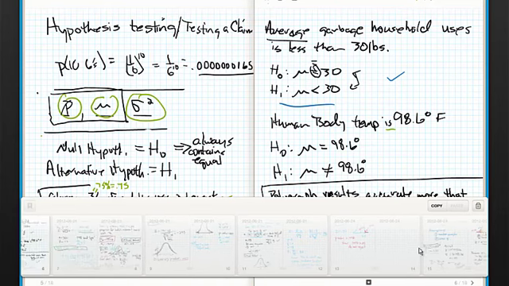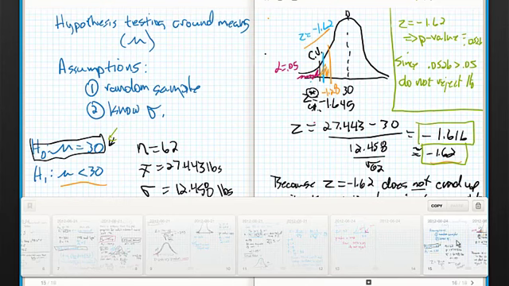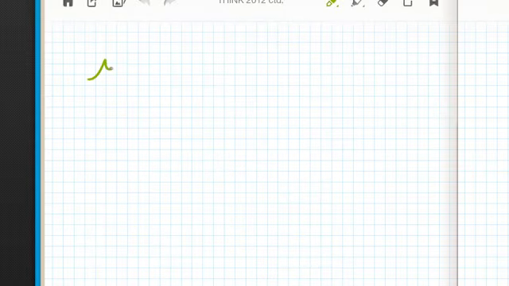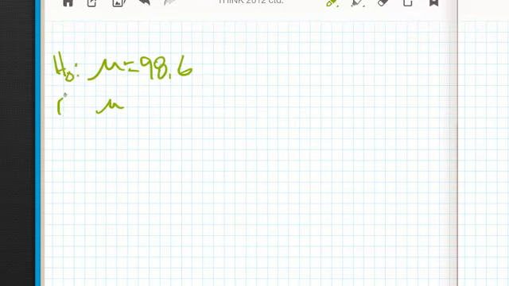Okay, here it is. And I'm going to go over to the next page. And we know that the null hypothesis is 98.6. The alternative hypothesis is mu is not equal to 98.6. And let's go out and gather some data.